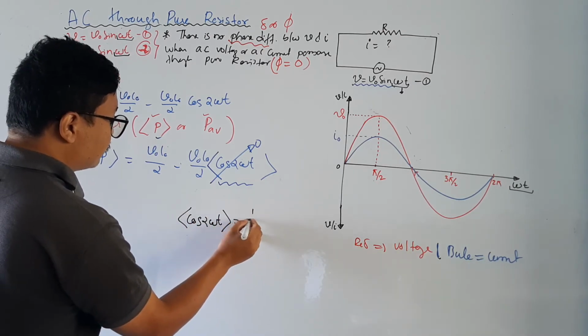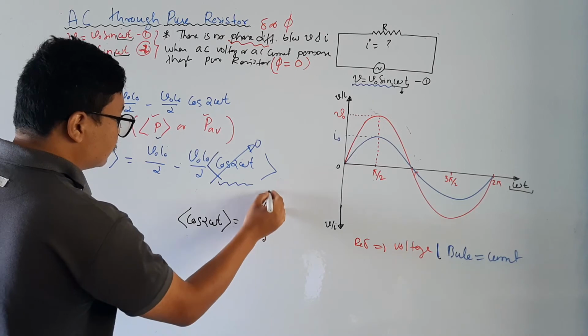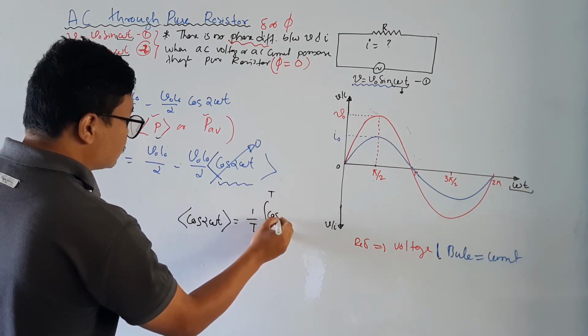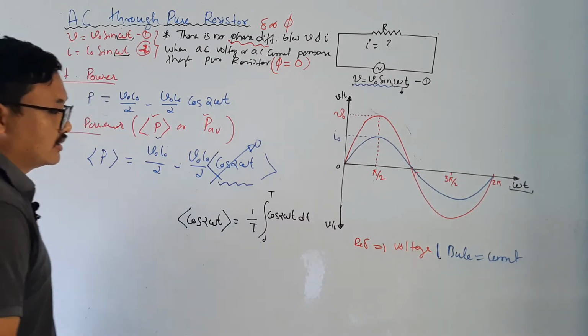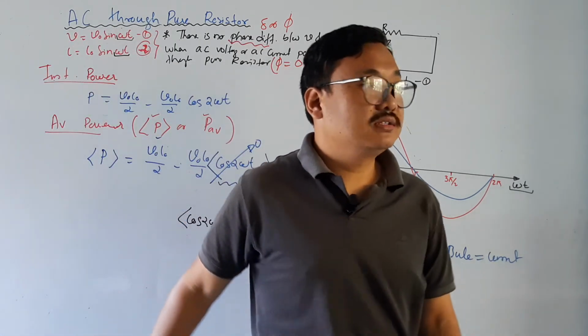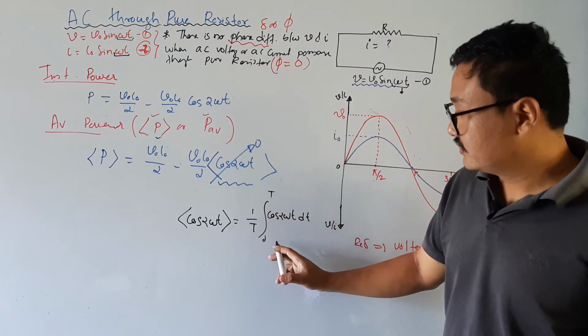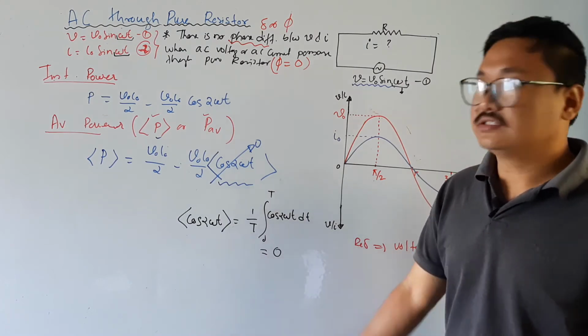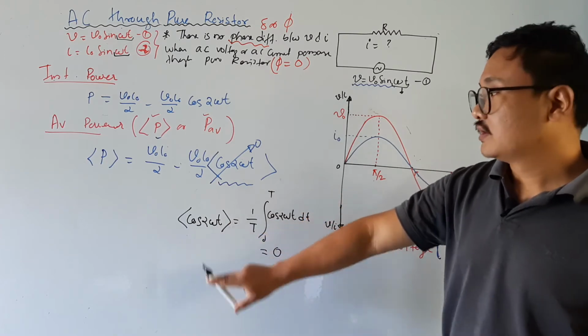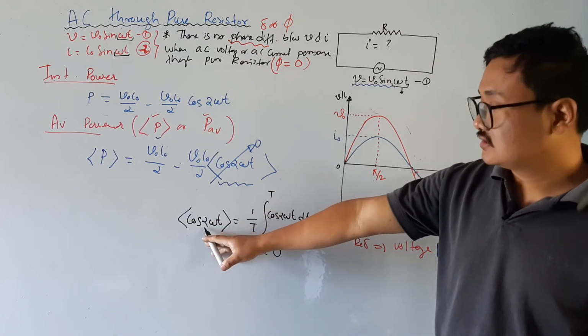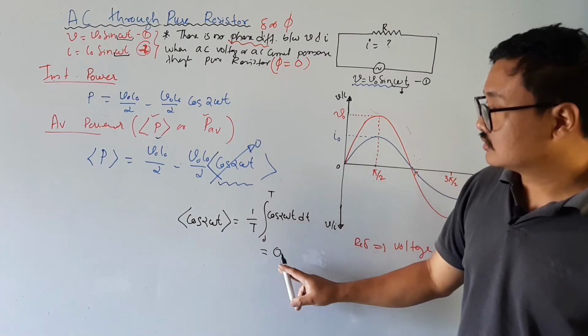This will be equal to 1 by capital T, integral from 0 to capital T of cos 2 omega t dt. If I solve this trigonometric integral, then I should get exactly 0. So this is the formula to take the average of cos and sin. Instead of cos, if I had sin 2 omega t, then also it should give me 0.